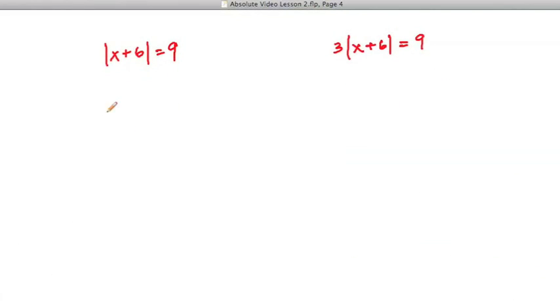All right. We've got 3 times the absolute value of x plus 6 equals 9. And we know that x plus 6 also equals negative 9. But over here we've got stuff. We've got to get rid of stuff. And the stuff we now have is the 3. The 3 is not being added or subtracted. It's being multiplied. This 3 right here is being multiplied. And what's the opposite of multiplication? Division. So I'm going to divide everything by 3.